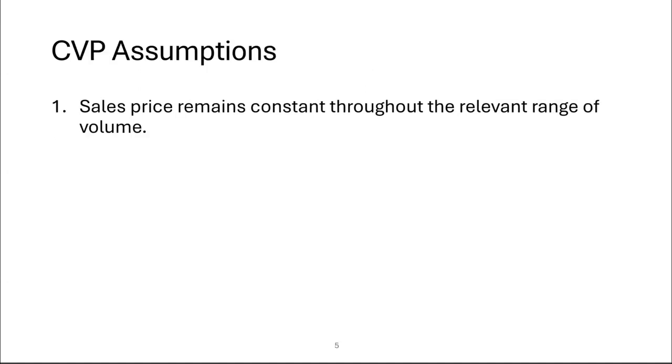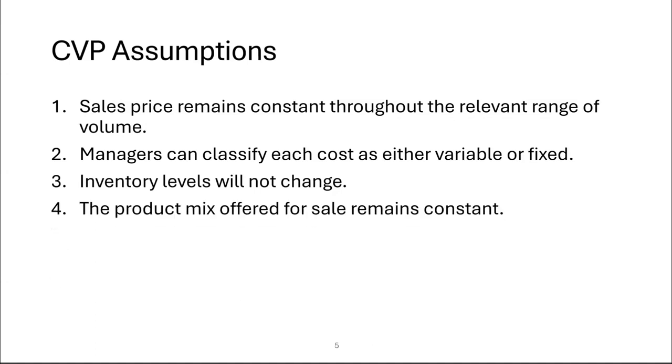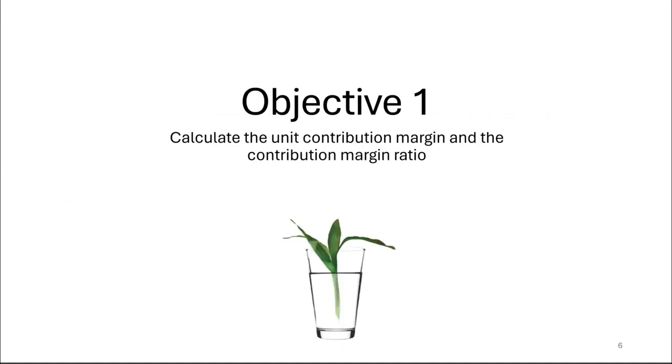So, assumptions. Sale price remains constant throughout the relevant range. Managers can classify each cost as either variable or fixed. It's very important or this doesn't work. Inventory levels will not change. The product mix offered for sale remains constant. So these are the assumptions you have to have whenever you're doing this kind of analysis.